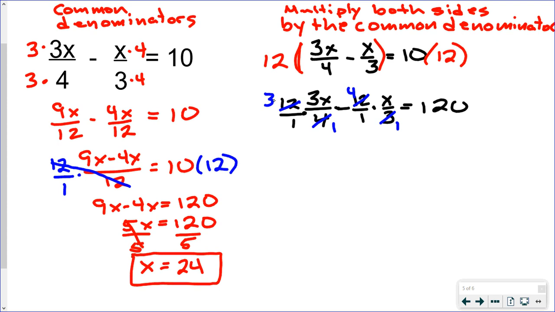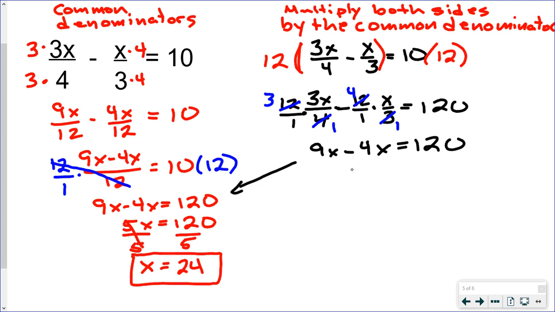So now when I multiply these together, 3 times 3x is 9x, and that was just over 1, so I basically got rid of the fraction, and then 4 times x is 4x. And now you see I ended up at the same place that I ended up here. So I don't know which method you think is easier. They're really pretty about the same difficulty, same number of steps, but it's up to you. You might like one better than the other.